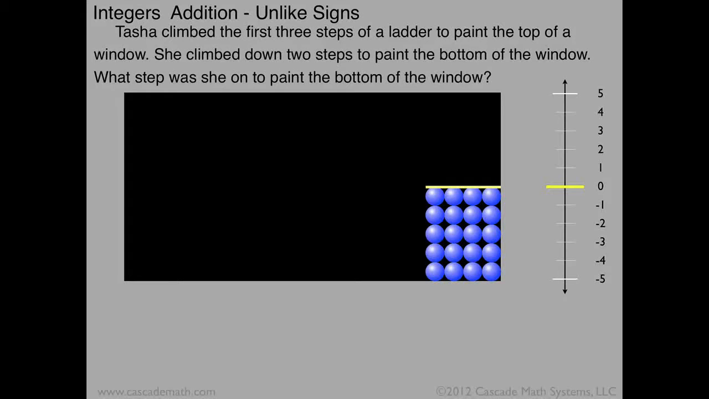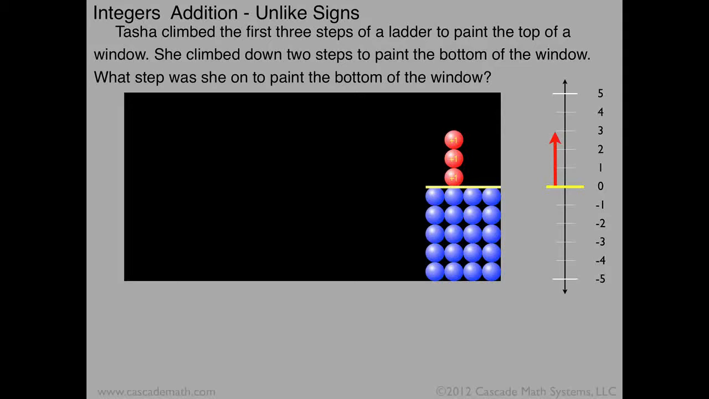Tasha climbed the first 3 steps of a ladder to paint the top of a window. She climbed down 2 steps to paint the bottom of the window. What step was she on to paint the bottom of the window? Since she climbed up 3 steps, I represent this as a positive 3 by using 3 balls. Positive 1, positive 2, positive 3.